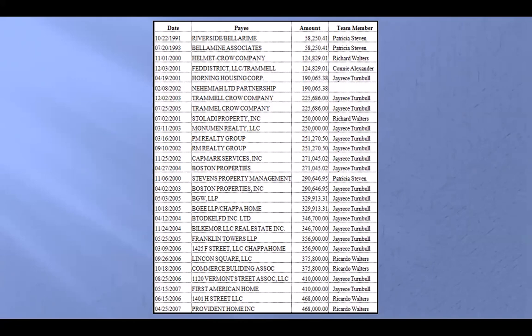The big thing here is this Lincoln Square. If somebody was stealing $375,800, the least they could do is learn how to spell Lincoln correctly, number one. And number two, if you are in America, in Washington, D.C., you can also learn how to spell Lincoln correctly, and not even for $375,800.